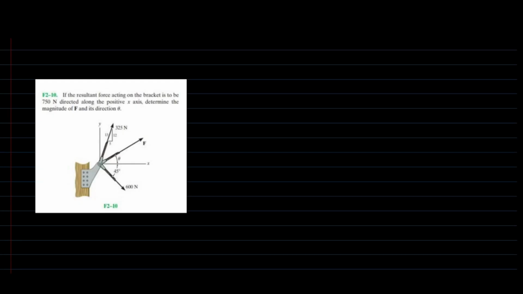So, the first thing you should know is the addition of all the component forces in the x-axis. The component forces, 325 newtons here and the F and this 600 newtons here, is going to be equal to the resultant force x component. And the same thing, the summation of the y component of the component forces is equal to the y component of the resultant force.